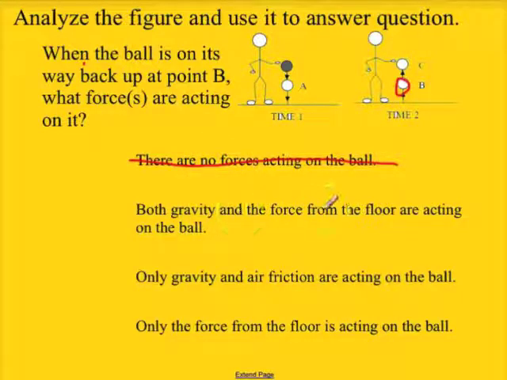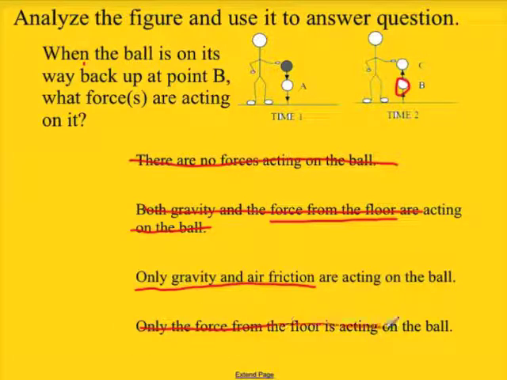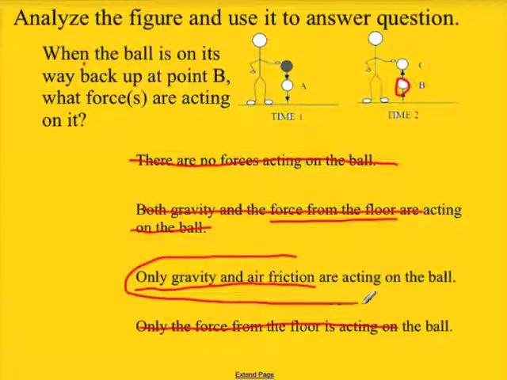Both gravity and the force from the floor are acting on it. This is going to make me think a second. Forces from the floor. The ball's not on the floor. It already left the floor. So there should be no forces from the floor acting on it. It's not acting on it anymore. It already left the floor. Only gravity and air friction. This one sounds pretty good, but I am going to read the last one to make sure. Only the force from the floor. Nope. We already talked about it's not the floor anymore. So it's got to be this one right here.